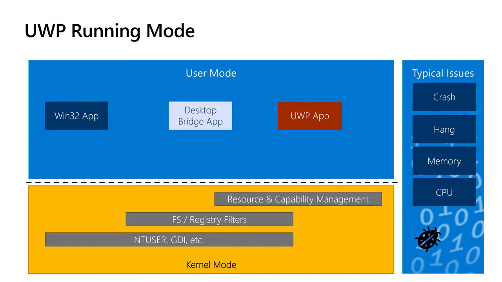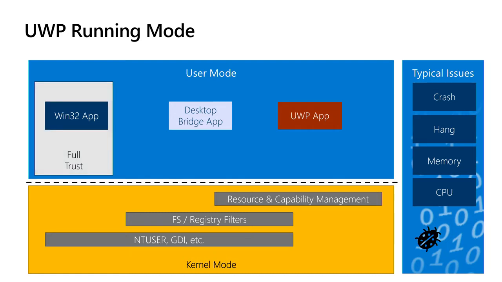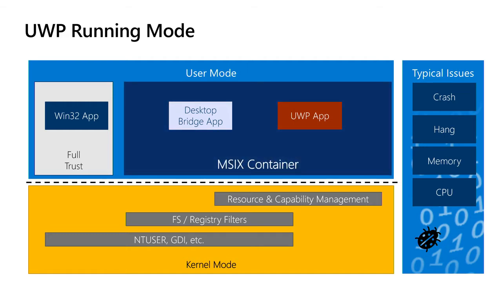Everything is similar, but because the Win32 app can call the Win32 APIs directly, it's running in a full trust environment. But the UWP app and the desktop bridge app can only run in the container. Now we are using the MSIX packaging technology, so they are running in the MSIX container. It will have some differences compared with the Win32 app. Now let's take a look at what the UWP special things are that we need to think about.